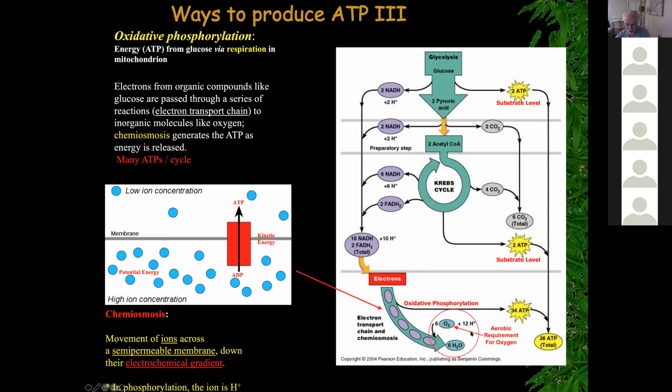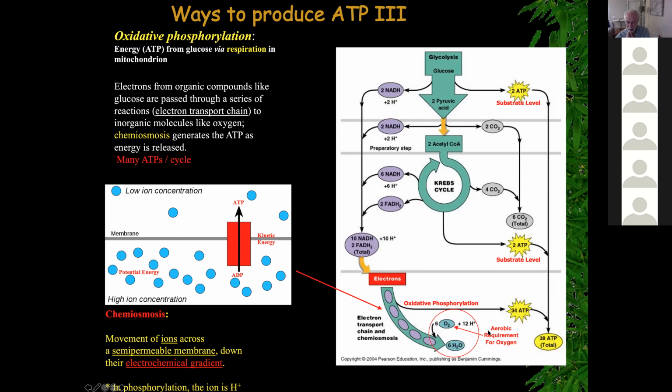Now, the important thing that I want to emphasize here is that at the end of the electron transport chain, the final electron acceptor is oxygen. And that is why we breathe. That's why fish flap their gills, because they need oxygen. So an oxygen molecule plus protons yields water.